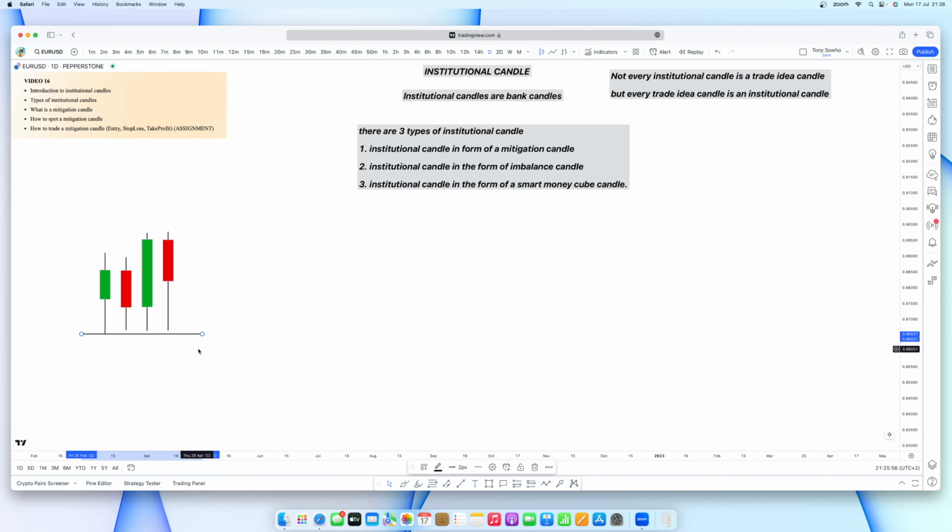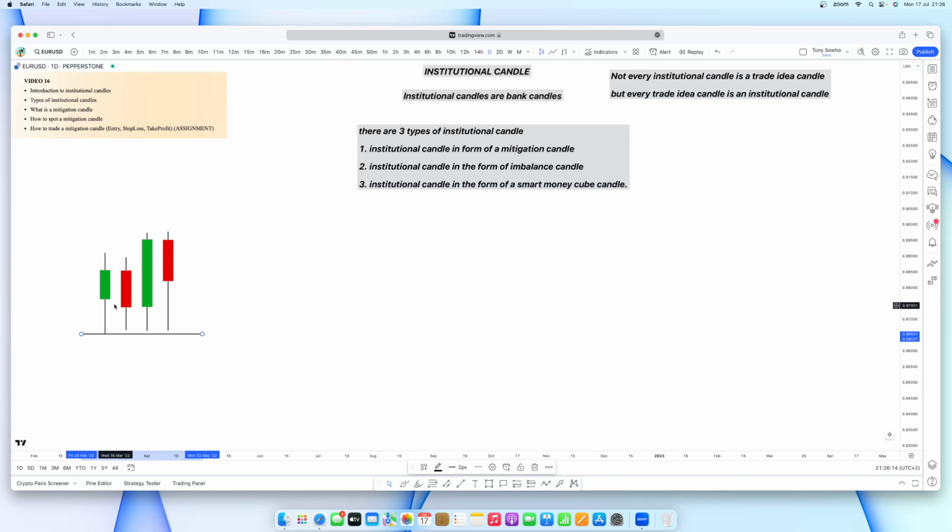This is how you can understand mitigation. I'm going to be like, what is mitigation? What can a mitigation do? I've explained that to you. And then how to spot a mitigation candle. That's what I'm drawing now. That's what I'm about to show you, right? How to spot a mitigation candle.